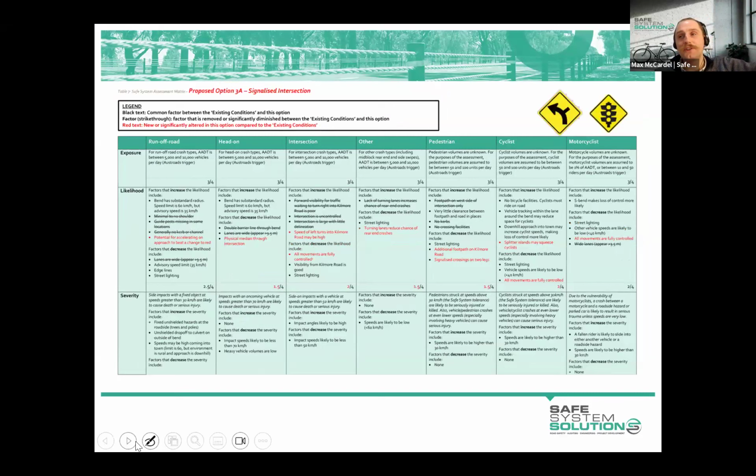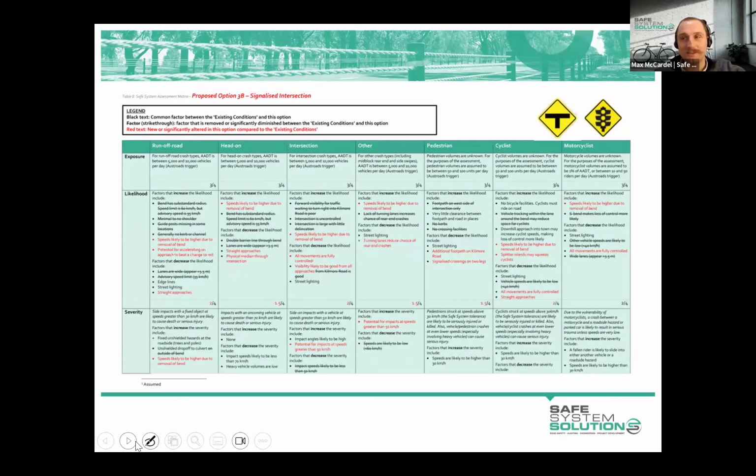Do the same process for the signalized intersection. It's modified. Signalized intersection with the T. And it's just repeating that process. So always referencing that base case or that benchmark, which was your existing conditions. So very, very important that you're just copying that table and then changing things from that one.